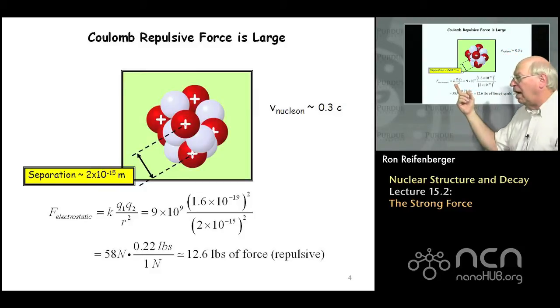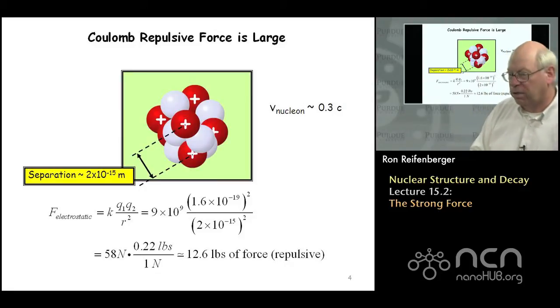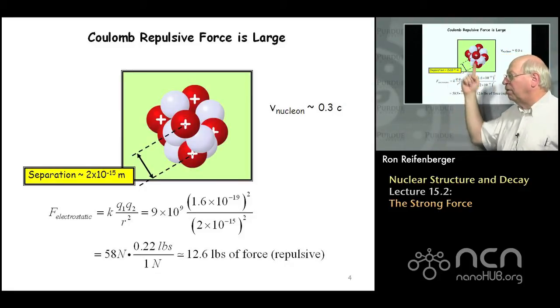We go back to Coulomb's law, right? We have to use the separation between the protons, and the separation between protons in the nucleus is on the order of 2 × 10⁻¹⁵ meters. The charge on the protons is 1.6 × 10⁻¹⁹ coulombs. And when you evaluate that electrostatic force, what you find is, of course, that it's repulsive because the protons have the same charge polarity. But you find that you get a number on the order of 58 newtons of repulsive force pushing these protons apart from one another.